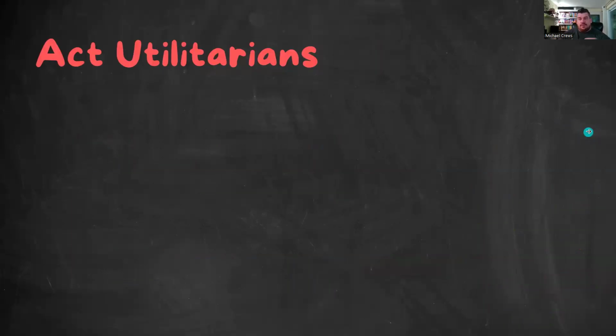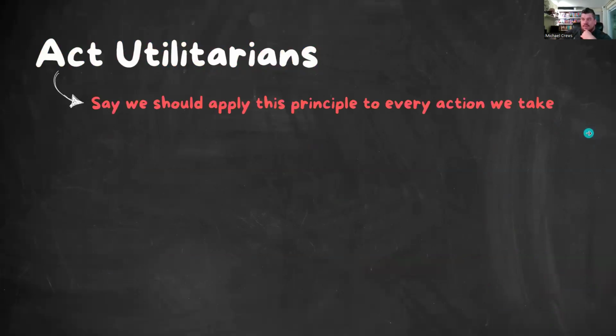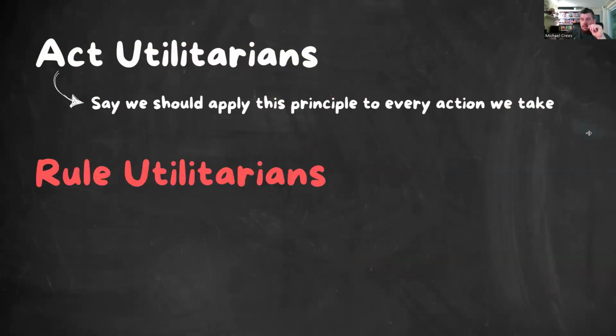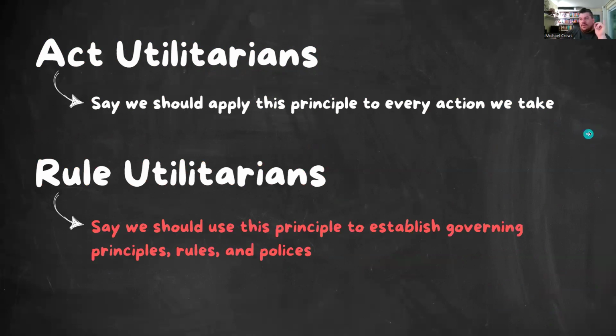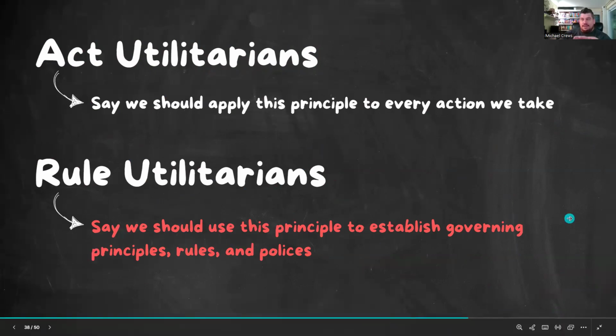So act utilitarians, which is what you're pretending to be this week for this assignment, say that we should apply this principle to every action we take. Rule utilitarians say we should use this principle to establish governing principles, rules, and policies. So it's not about applying it to every little decision, but almost like creating a system that we live in where these ideals are embedded into everything.